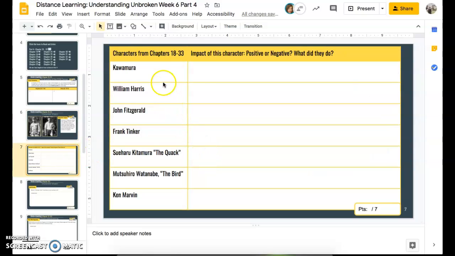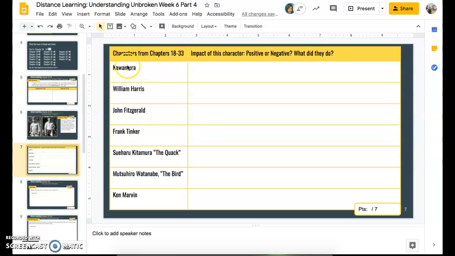So if we go over here, you will notice that each of the characters is going to come up in the book as they're listed. They're also going to come up more than once. So some of these characters are brought up more than once throughout those chapters that you're going to be reading, chapters 18 through 33. So keep that in mind.